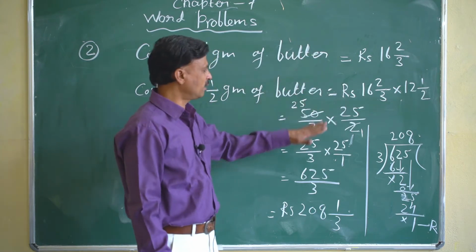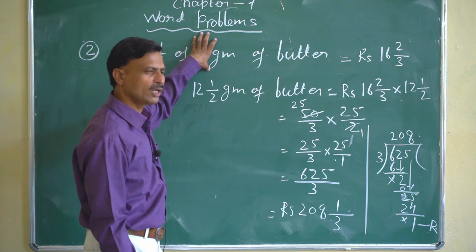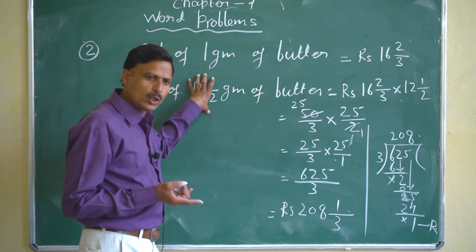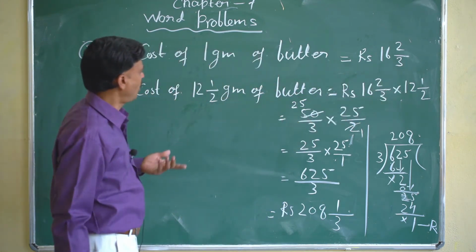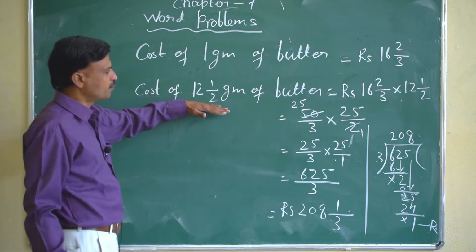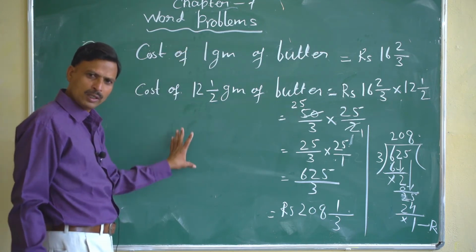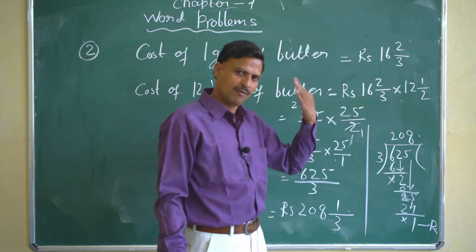So in this manner we have to solve. Whenever the cost of less quantity is given and we want to find out the cost of more quantity, we have to multiply. And the opposite of it: if the cost of more quantity is given and we want to find out the cost of less quantity, then we have to divide, right? We'll see the next question.